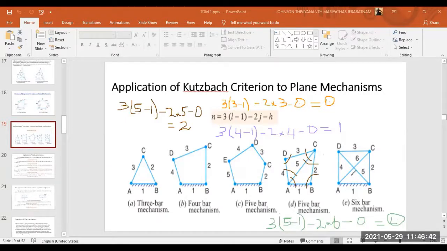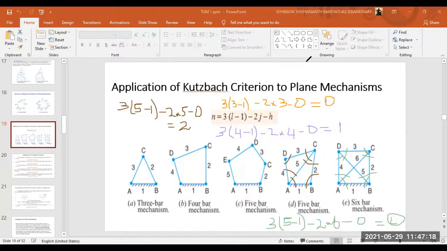So this 5-bar mechanism here is a lock chain. This is not going to move. Then I have another 6-bar mechanism. This is also a different type of structure, you see. So here we have the number of binary joints 1, 2, 3, 4, 5, 6, 7, and 8. So I have 8 binary joints, and links I have 1, 2, 3, 4, 5, 6. 6 links.